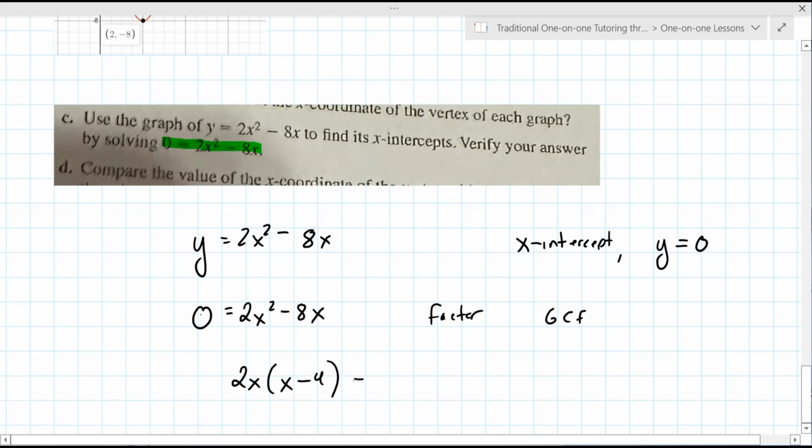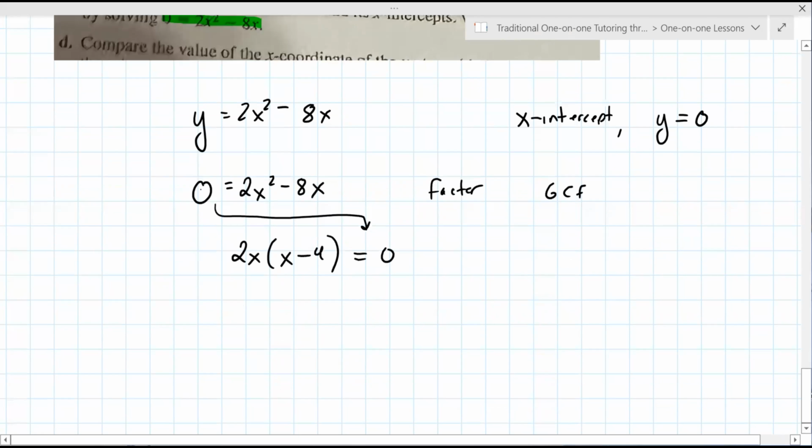Now I always move the equal sign over here to the right, sort of more common. And you set each term equal to 0. And then you get x equals 0 and x equals 4. You got it. Okay.